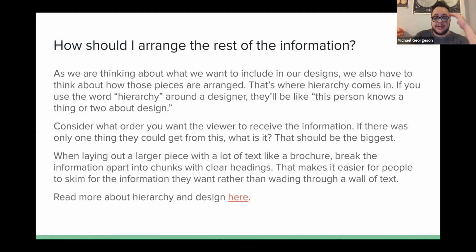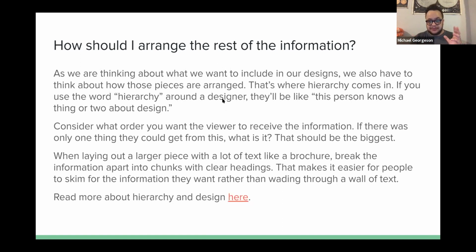There's something that designers talk about called hierarchy, which is basically figuring out what level of importance each piece of information has and emphasizing them in that order. So consider what you absolutely need the viewer to get from this piece. If there was only one thing that they are going to take away from it, that should be the biggest or have the most impact on the page.